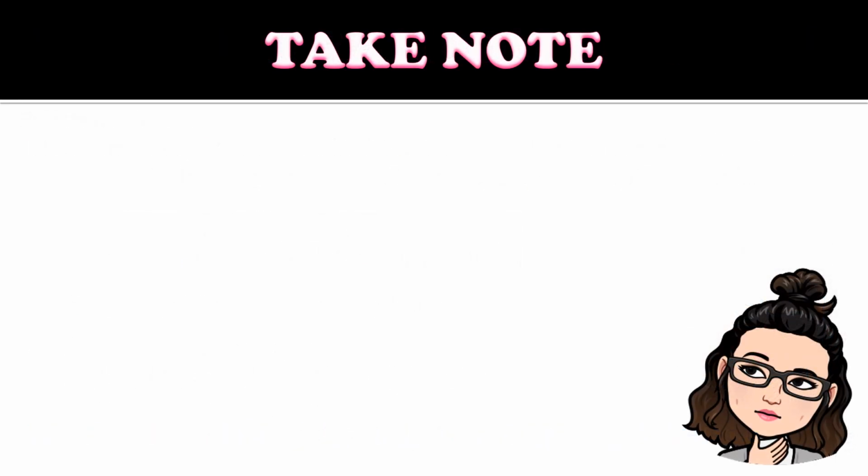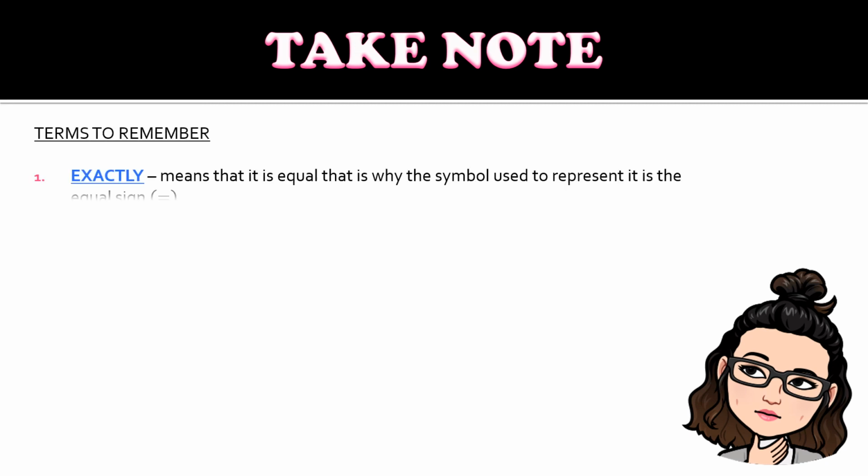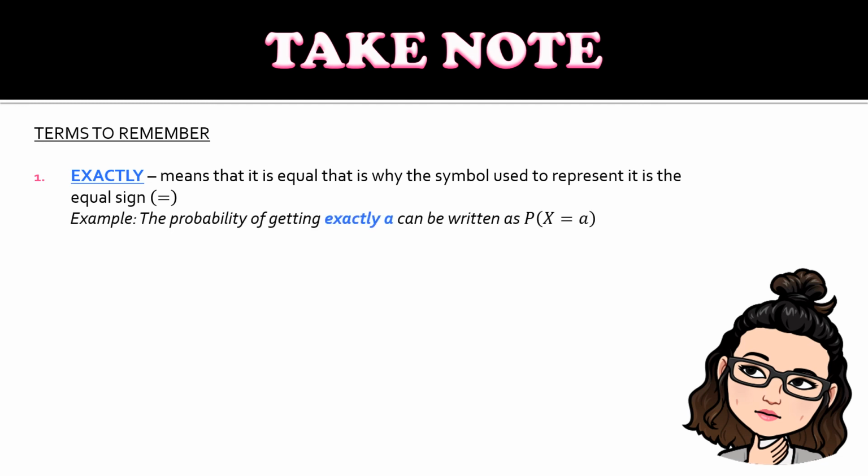For this lesson, there are terms we need to remember. The first term is the word exactly, which means equal. That is why the symbol we use is the equal sign. For example, the probability of getting exactly A can be written as the probability of x equals A.